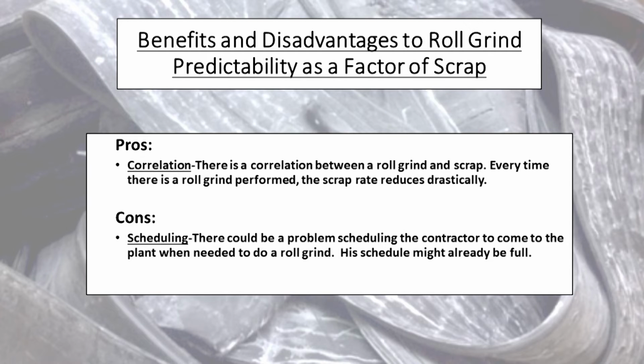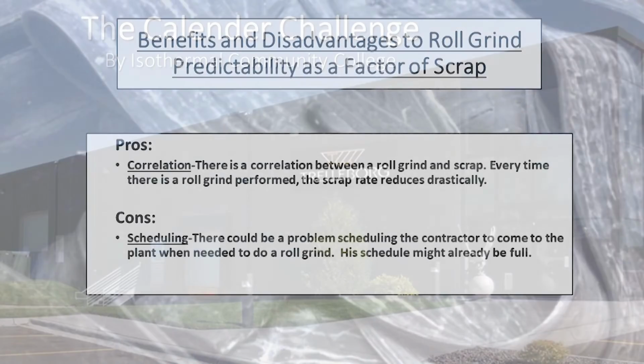The other problem is that it does cut back on the amount of time. We cannot predict 6 months in advance when a roll grind is going to be needed. It's more like 3 months, and that can cause problems for when we need to schedule a contractor. And I will now hand this off to Karsten for the conclusion.